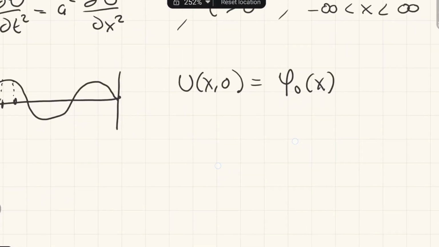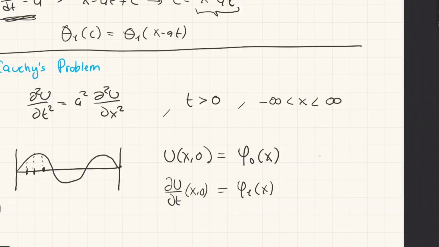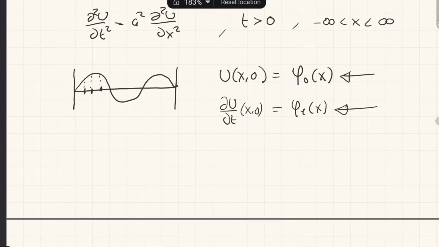And then we are going to have another initial condition, also for t equals 0, that tells us that the derivative of u with respect to time is equal to some other function of x. So if we think of this function as the initial distribution of positions for the string, we can think of this function as the initial distribution of velocities of the string, right? Okay, perfect. So how are we going to find a solution for this problem? Well, we are going to make use of these initial conditions that define the problem.